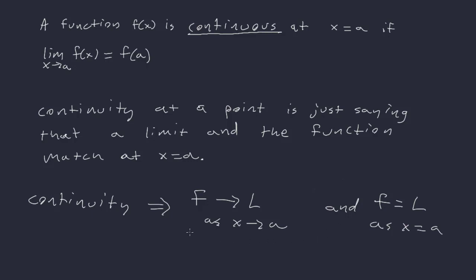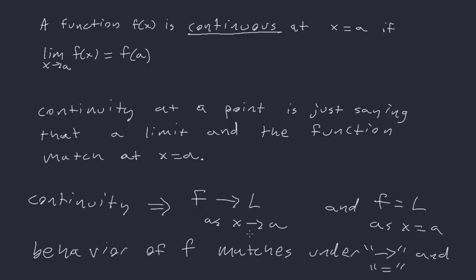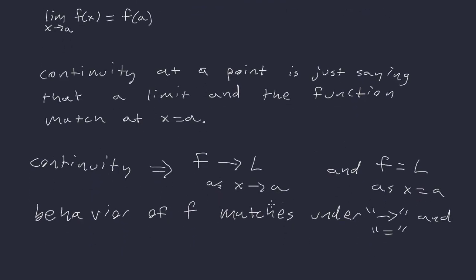Okay, so what continuity is doing is basically saying that the behavior of f of x matches under the limit and the equal sign, right? So that the equal sign and the limit match one another. Okay, so we're getting the same behavior as we approach a and equals a. So that's really what continuity is all about. It's about matching behavior.